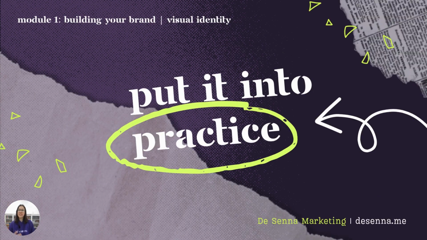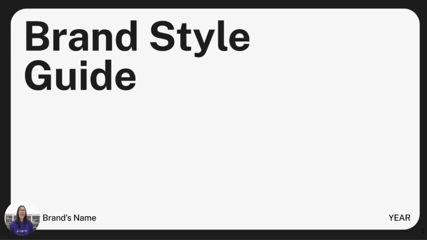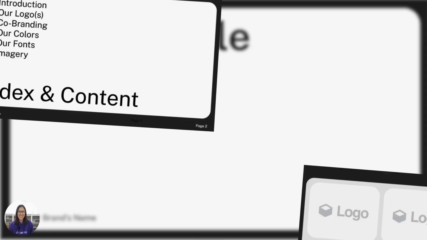Now that you've learned how to maintain your visual consistency across your brand, it's time to put that knowledge into action. Here's what you need to do. Go to your brand style guide. This guide is your brand's manual. It will help ensure your brand is presented consistently always.